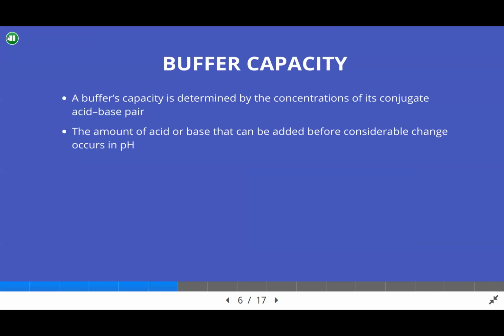There is a limit to the amount of strong acid or base that a buffer can neutralize before its pH begins to change rapidly. So buffers have capacity. A buffer's capacity is determined by the concentrations of its conjugate acid-base pair. The amount of acid or base that can be added before considerable change occurs in the pH can be calculated, and that's considered to be the capacity of that buffer. So we can go through some sample problems.